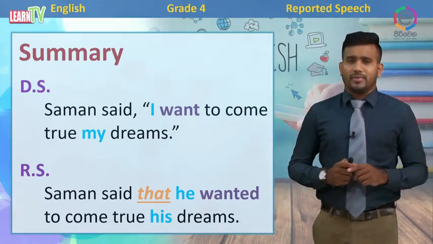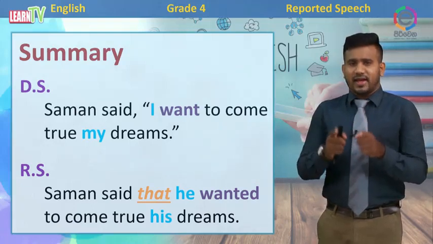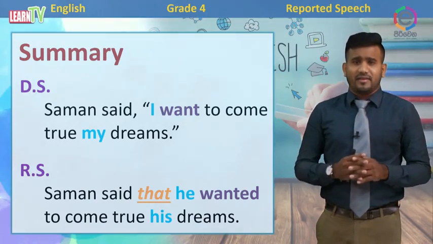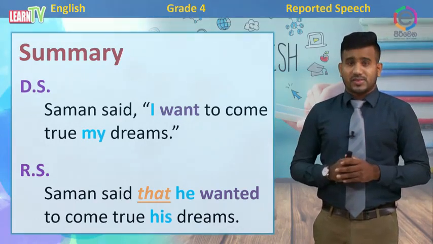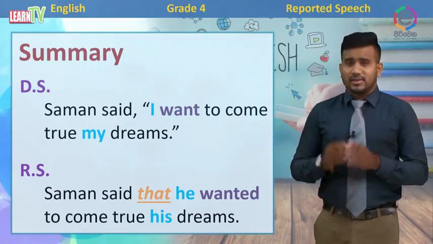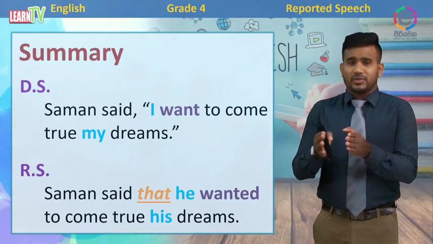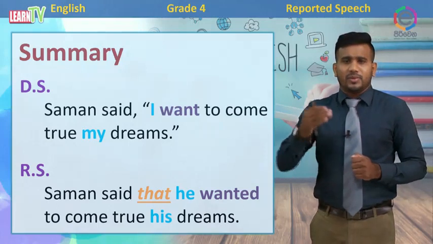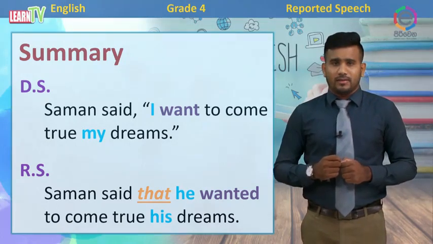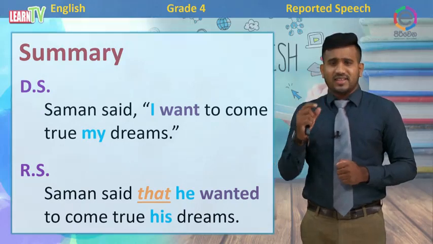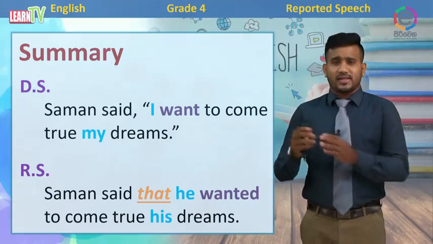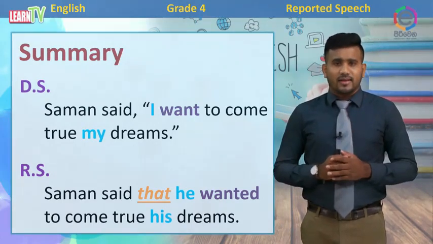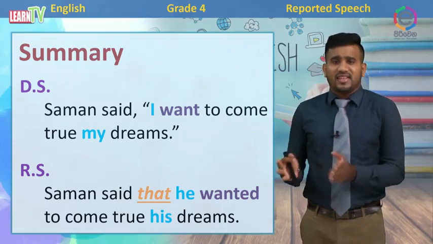I think you may remember the conjunction word that can be placed between the introductory clause and the reported clause. So that's why we have mentioned the conjunction word that between the introductory clause and the reported clause. Then you can see the word he. The pronoun I has been changed to he. Next you can see wanted. In direct speech, want. In indirect speech, it has been changed to wanted.